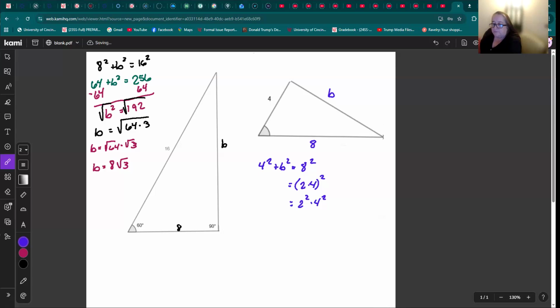So I have 4 squared plus b squared, and then I'm going to subtract my 4 squared. Minus 4 squared, that is minus 1 times 4 squared. So that will be b squared equals 3 times 4 squared. And then if I square root that, it will get me back to that square root of 3 times the short side.